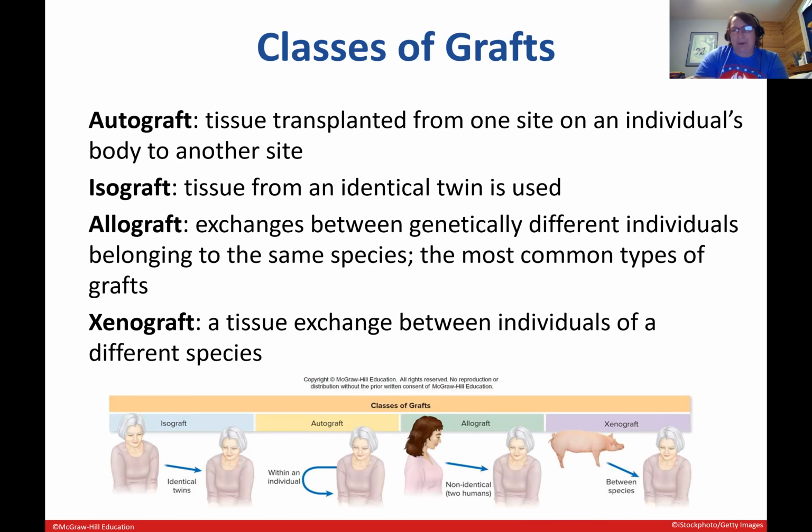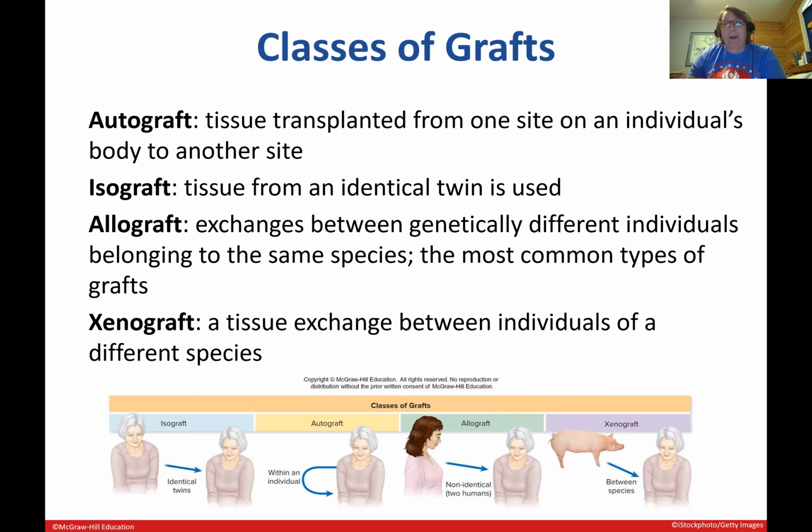Now, most of us don't have identical twins laying around. The few who do are able to utilize that, and normally speaking, it will behave very much like an autograft because genetically speaking, identical twins are going to be the same. Now, the majority of transplants occur as allografts, which is an exchange between genetically different individuals, but from the same species. So, if one person donates a piece of a liver to another person, that would be an allograft.